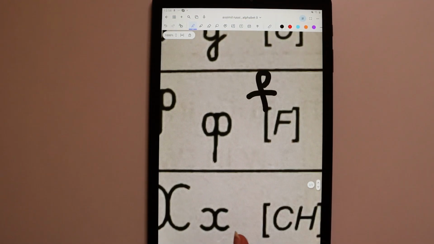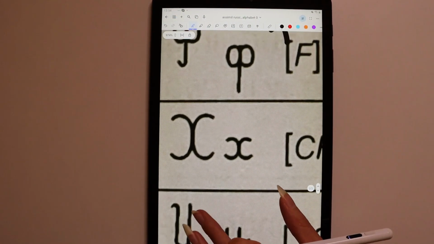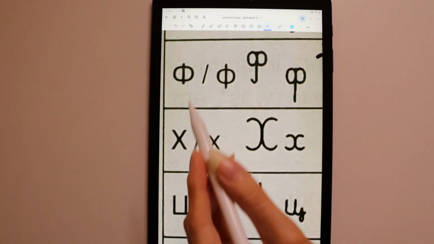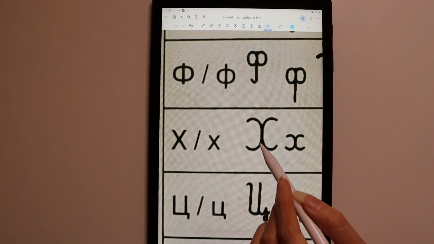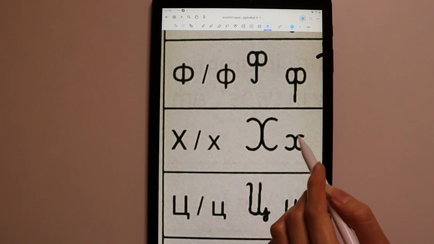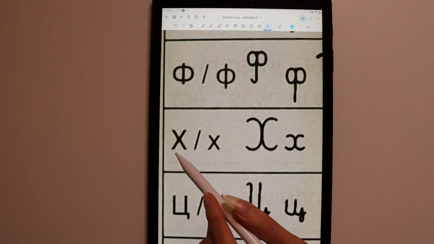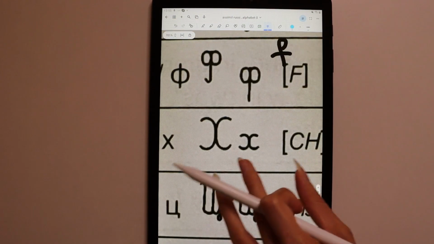F as in far, forward, float, and so on, a regular F sound. And then we have the cha. This looks like an X. It's also written like this, or kind of like this in the cursive letters. Cha. And again, both forms look the same, but the lowercase one is slightly smaller.